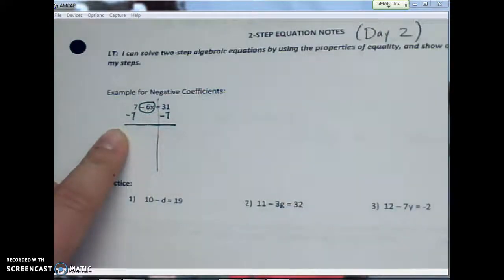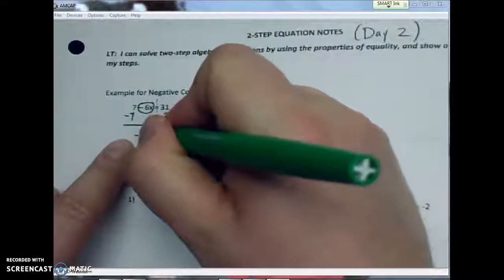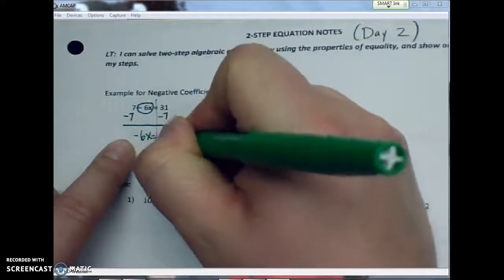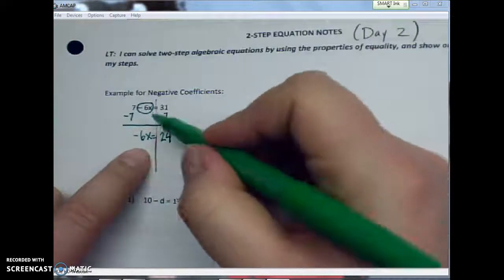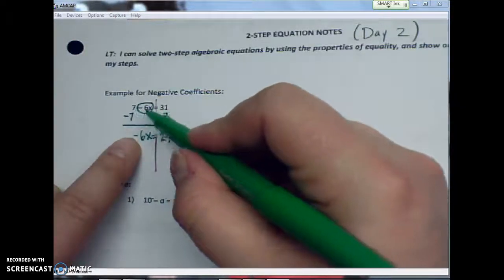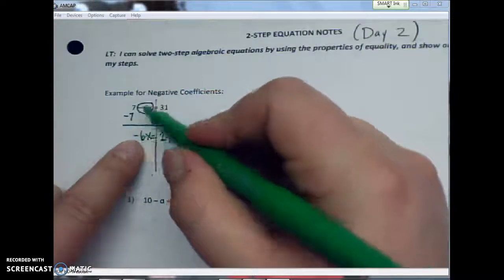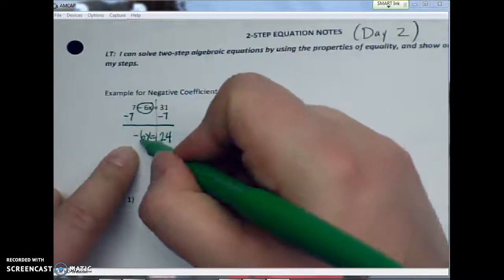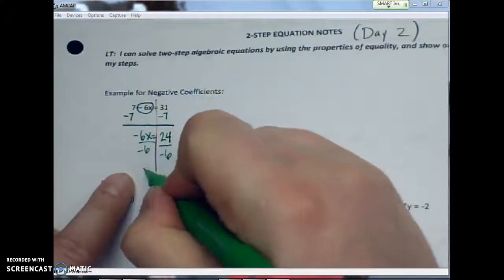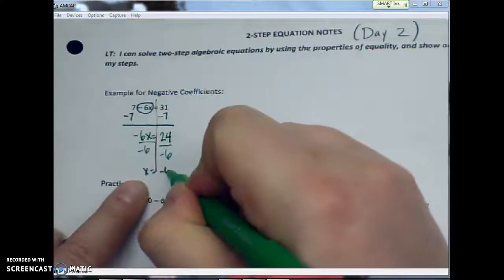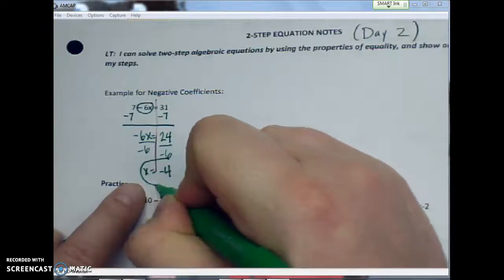So I'm going to type in 31 minus 7, and that's 24. So we have a negative 6x equals 24. Now notice how I brought that subtraction down as my negative with my 6x. I can't just forget about it. So now I'm dividing by a negative 6, so we get x equals negative 4.